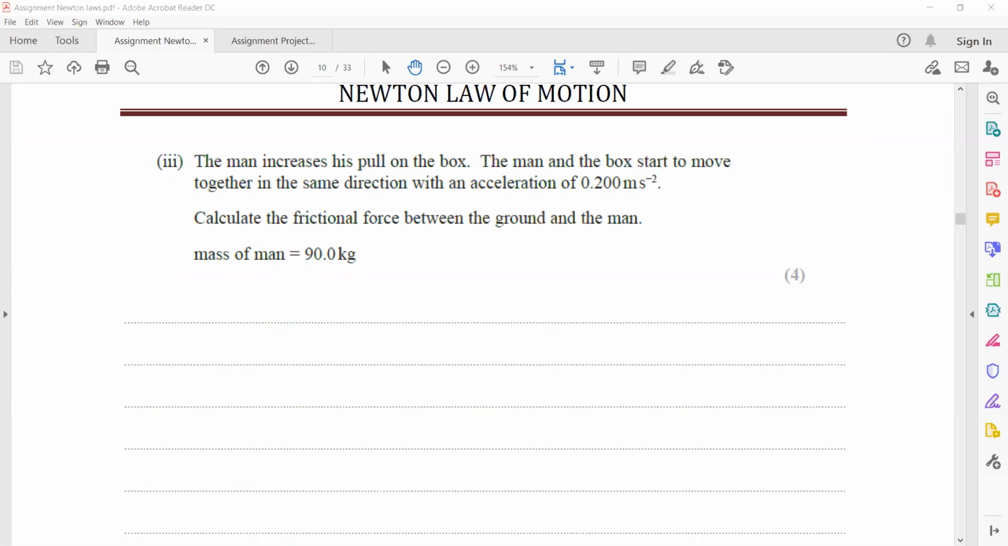So for this part, when we calculate the force, we have the formula F is equal to ma. Because both the man and the box are accelerating, the combined mass will be 85 plus 90, multiplied by the acceleration, which is 0.2. So when we multiply these two, we will get 35 newtons.